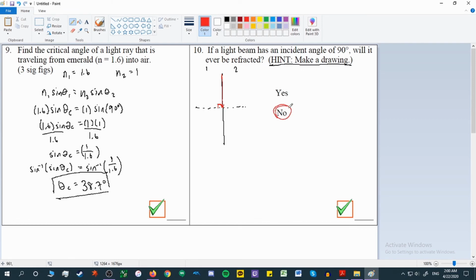Will it be refracted? No, it won't. It will not be refracted. The reason why is because for light to refract, it has to enter from one medium to another. In this case, you can see that it's just gliding along the interface between the two. So it will not refract. Zero refraction.